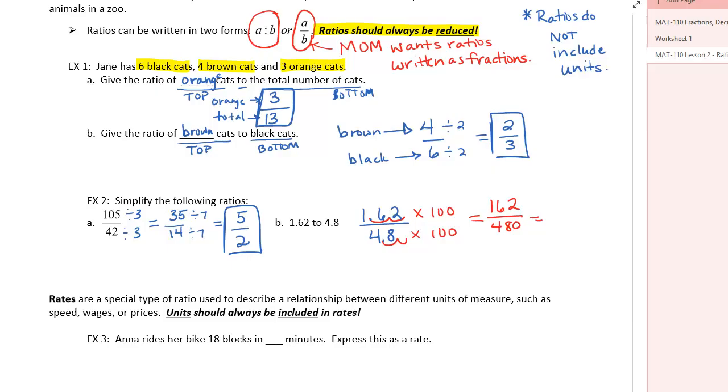Now, if I divide to simplify, that's going to give me, let's see, I think 27. I think I divided top and bottom by 6. So 16 divided by 6 is 2, with 4 left over. Yep. And that would give me 27. 48 divided by 6 is 8, but it's 480, so that's 80. And 27 is divisible by 3, but 80 is not. 27's odd, so it's not divisible by 2. So I believe that is as reduced as it can be.